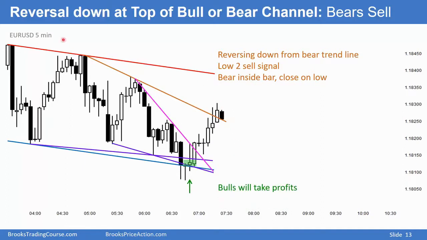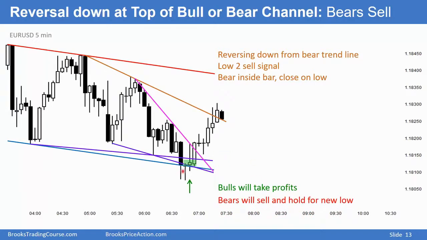What do you do? Well, you're in a bear channel, trying to become a bull trend, but it's not entirely clear and we're still forming lower highs. I typically would exit part or all below that bear bar, just in case the bear channel is still in effect.